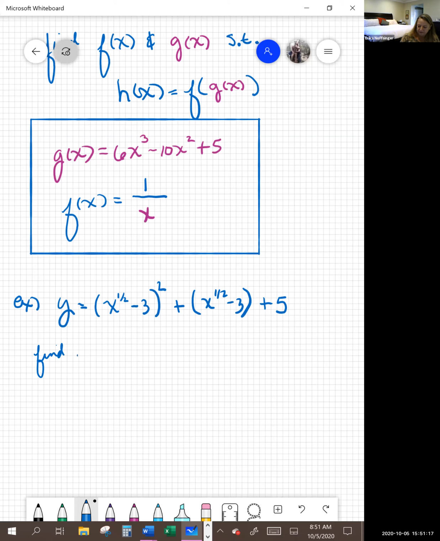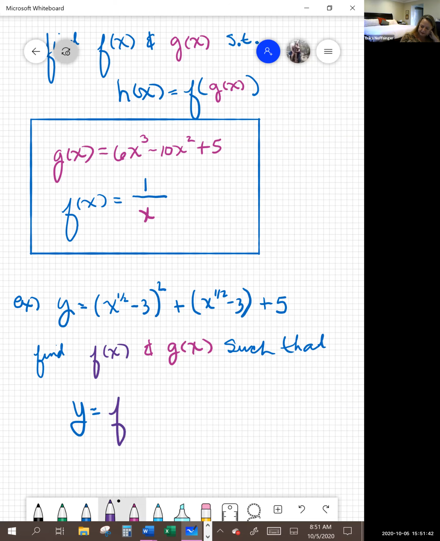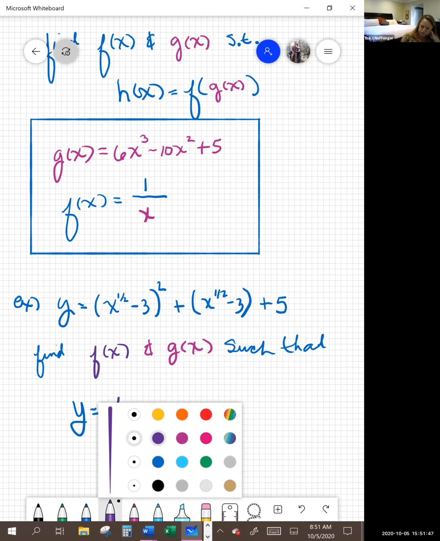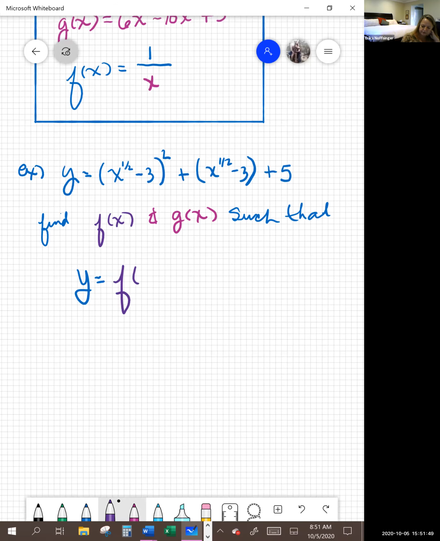So we want to find f of x and g of x such that y is equal to f of g of x.